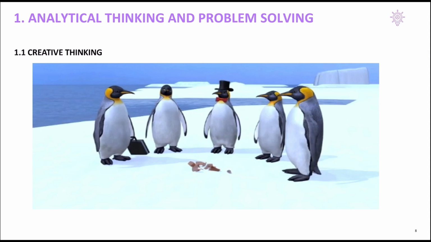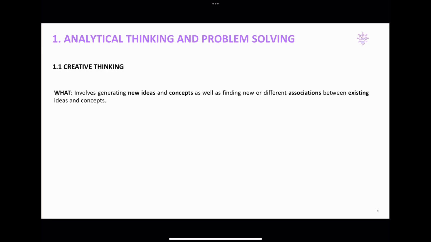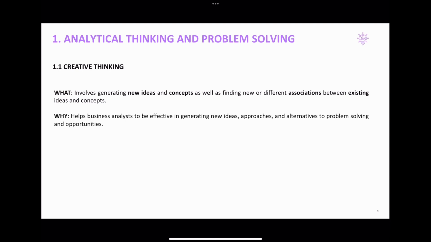But let's talk about it in terms of business analysis. If we expand what Fred did, as our BA, let's talk about creative thinking in terms of what, why, and how do I do it. Creative thinking involves generating new ideas and concepts, as well as finding new or different ways to associate between existing ideas or concepts. Why do we do it? We do this because it helps us as BAs to be effective in generating new ideas, approaches, or even alternatives to problem-solving opportunities. How do we do it?